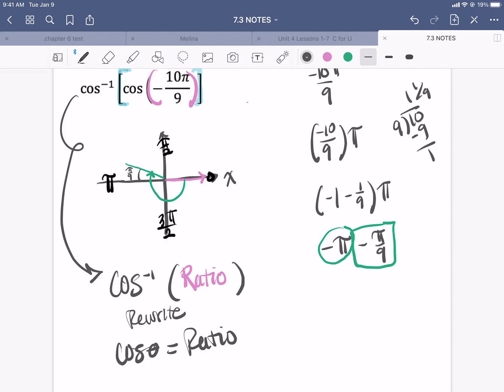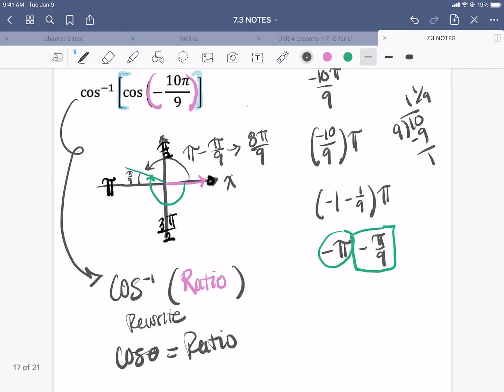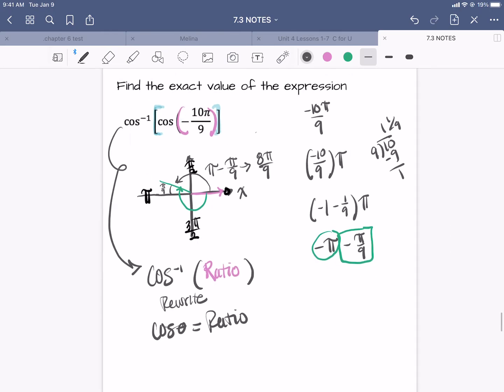So what's that angle? Well, this angle is sitting right here. It's pi over 9 radians shy of pi, right? So this is pi minus that reference angle. So what is that, 8 pi over 9? And then that's it, because this is from 7.1.